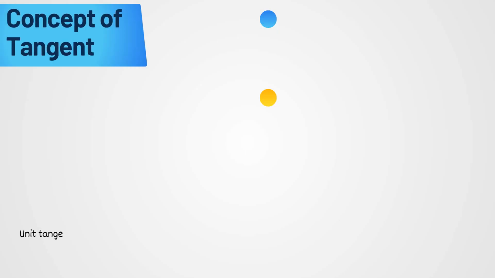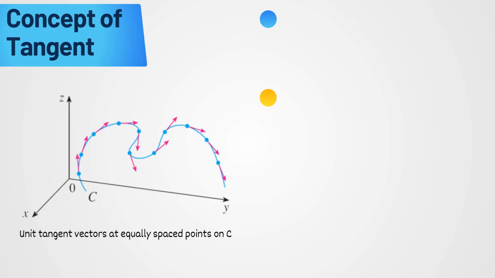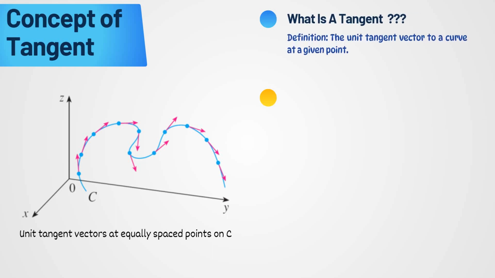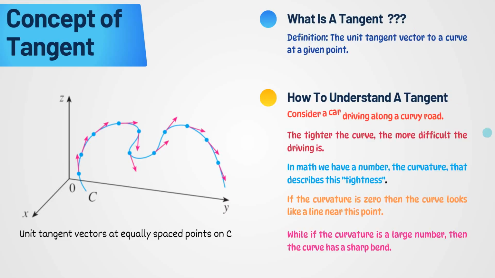Concept of tangent. What is a tangent? Definition: the unit tangent vector to a curve at a given point. How to understand a tangent. Consider a car driving along a curvy road. The tighter the curve, the more difficult the driving is. In math, we have a number, the curvature, that describes the tightness. If the curvature is 0, then the curve looks like a straight line near this point. If the curvature is a large number, then the curve has a sharp bend.